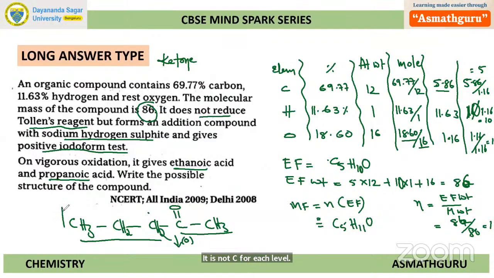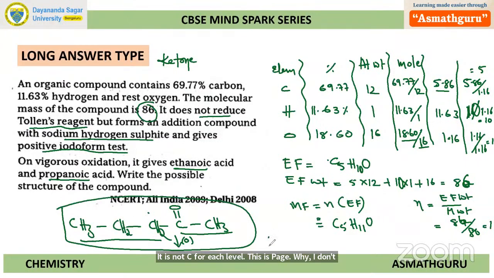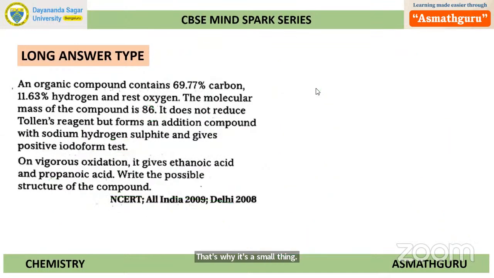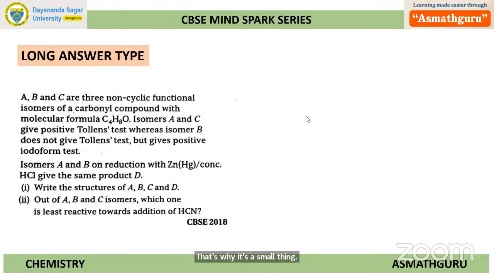Look at our structure. How many carbon is there? 5 carbon, 10 hydrogen, 1 oxygen. Got it? Yes, sir. That's why the small thing you have to remember. Next. After this one, we'll go to one more chapter, biomolecules.